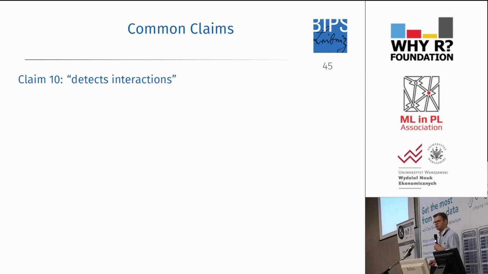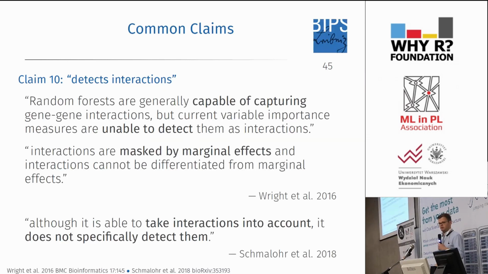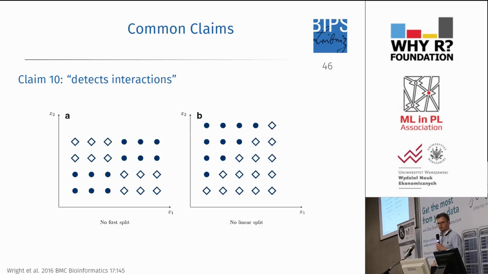My last claim is that random forest detects interactions. You also read that quite often. I have some quotations here, and they all go in this line: random forests take interactions into account, but they won't detect them. It's also written here that they get lost in marginal effects. To explain that, you could look at these two examples.